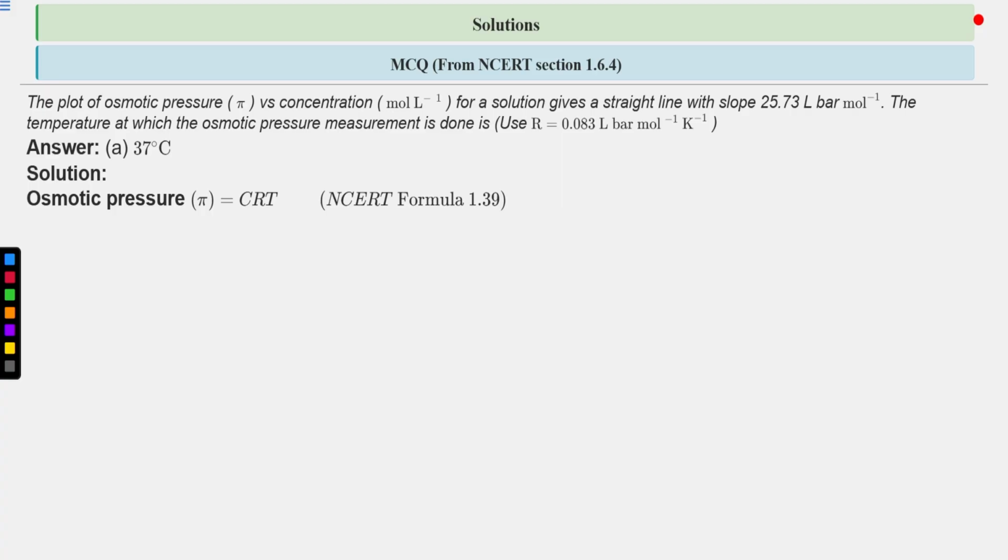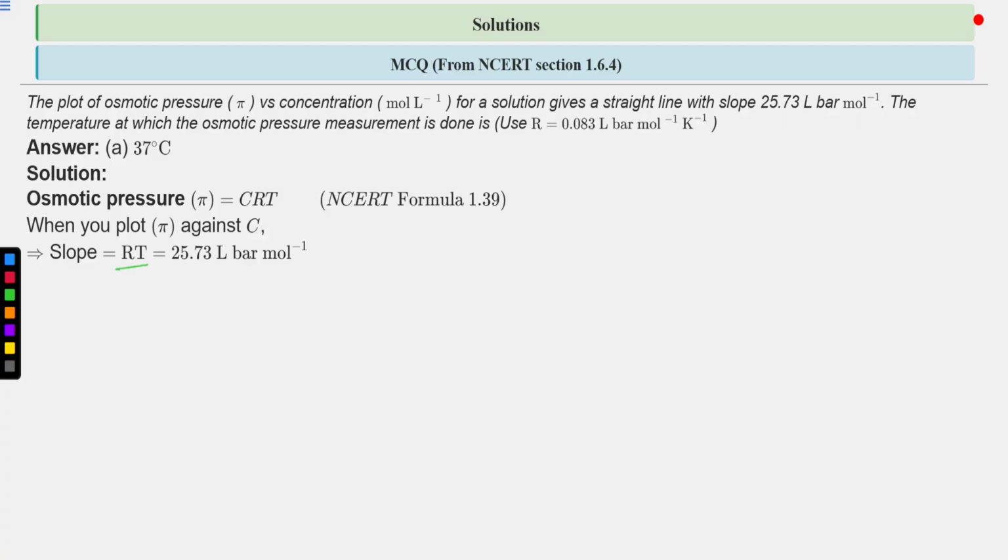So first of all, osmotic pressure is given as pi equals CRT, right? We have already discussed this, and we have taken this equation from the NCERT formula 1.39 in the solutions chapter from the textbook. Now, when you plot pi against C, that means when you draw a graph between pi, the osmotic pressure, on the y-axis and the concentration on the x-axis, you will get a straight line. It is already given, right?